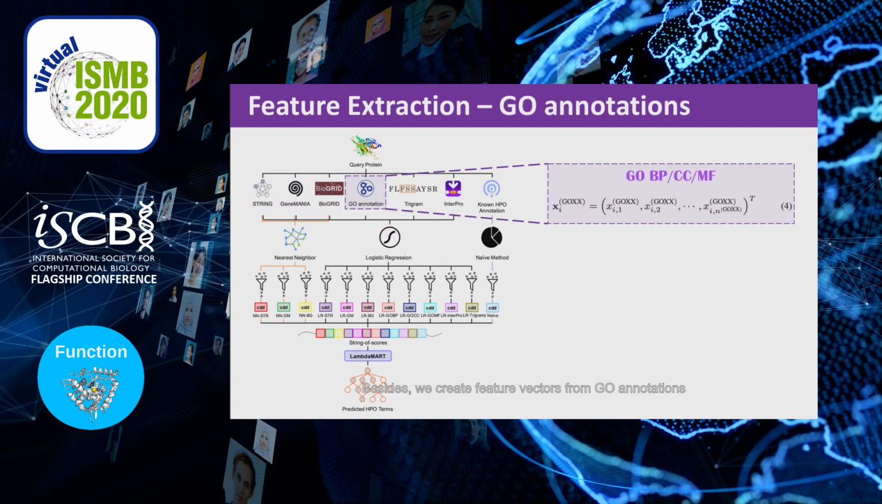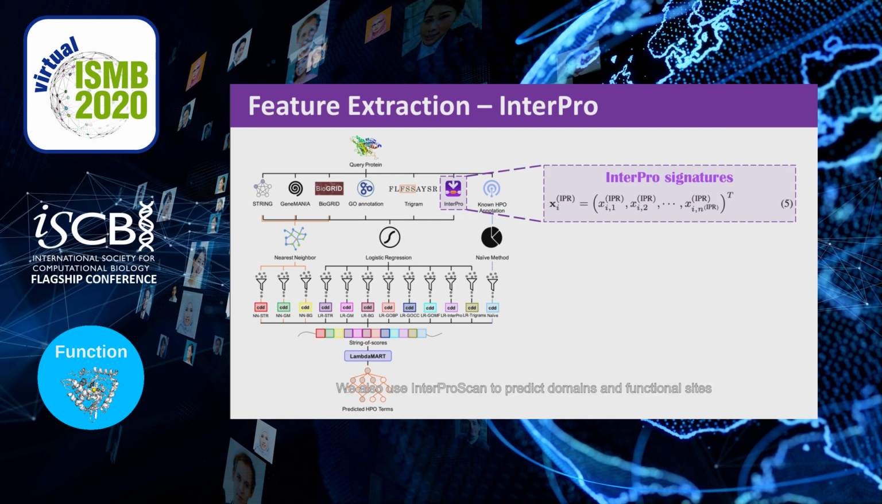Besides, we create feature vectors from HPO annotations. That is, for protein pi, we have three binary vectors, one for each sub-ontology. We also use InterProScan to predict domains and functional sites of the input protein. It has signatures. And then we get a binary feature vector with the jth entry being 1 if protein pi is matched with signature j in InterPro.